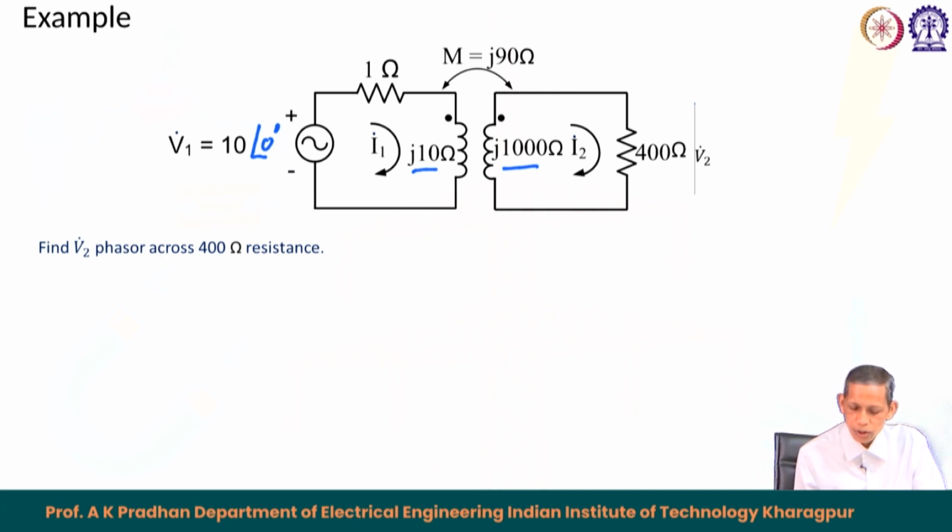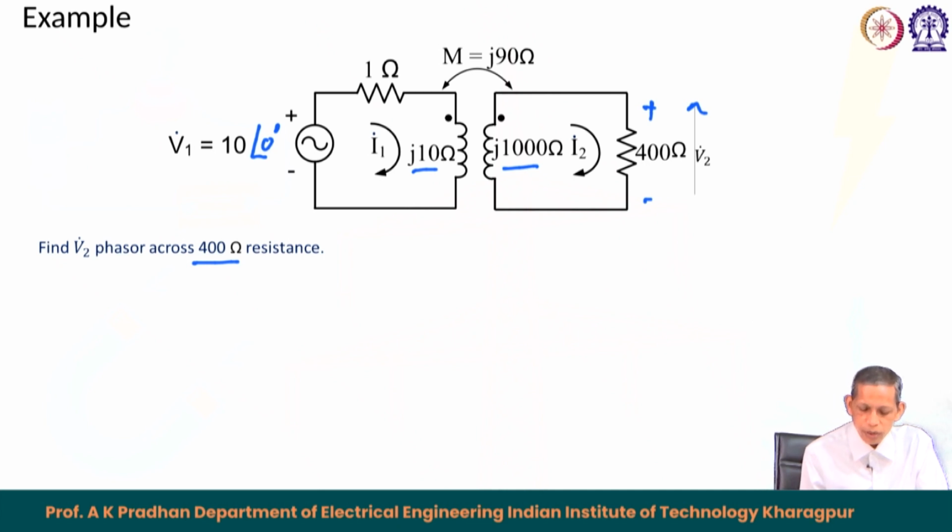The question is to find the phasor across the 400 ohm resistor. So, we need to find the corresponding voltage across the 400 ohm resistor. The voltage will be V2 equals I2 into 400. So, we need to solve for I2. This is a coupled circuit, so we need to write the two loop equations for I1 and I2, and then proceed to solve for I1 and I2.